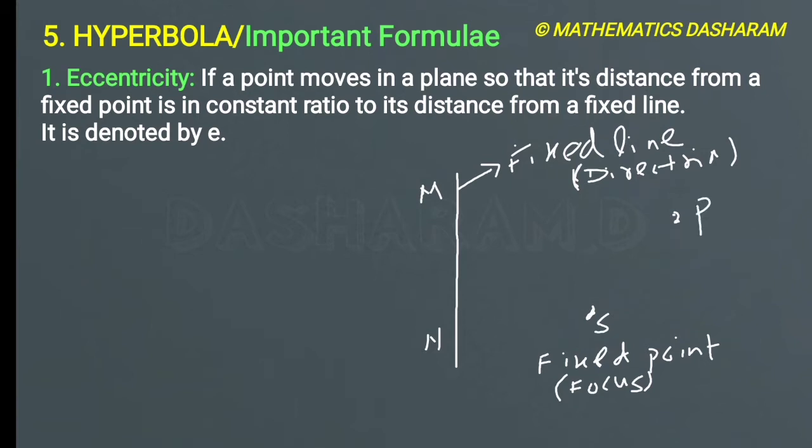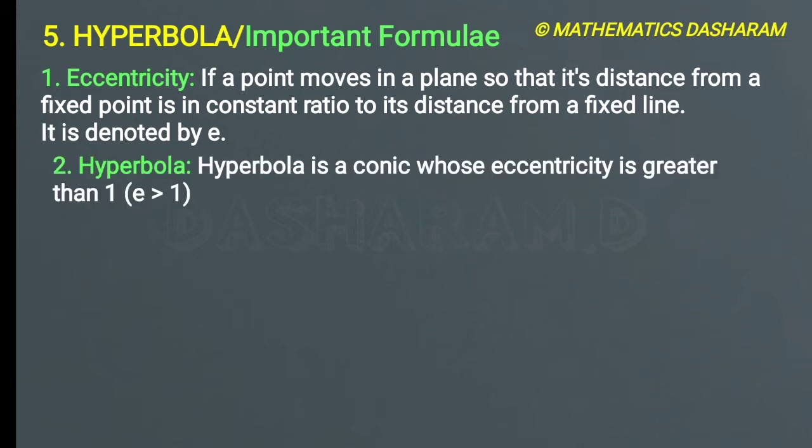Then the distance between S and P, and the distance from the fixed line to P, so SP divided by PM is a constant ratio, and it is called the eccentricity. Second definition, hyperbola. A hyperbola is a conic whose eccentricity is greater than 1. That means e is greater than 1. Then that conic is called a hyperbola.